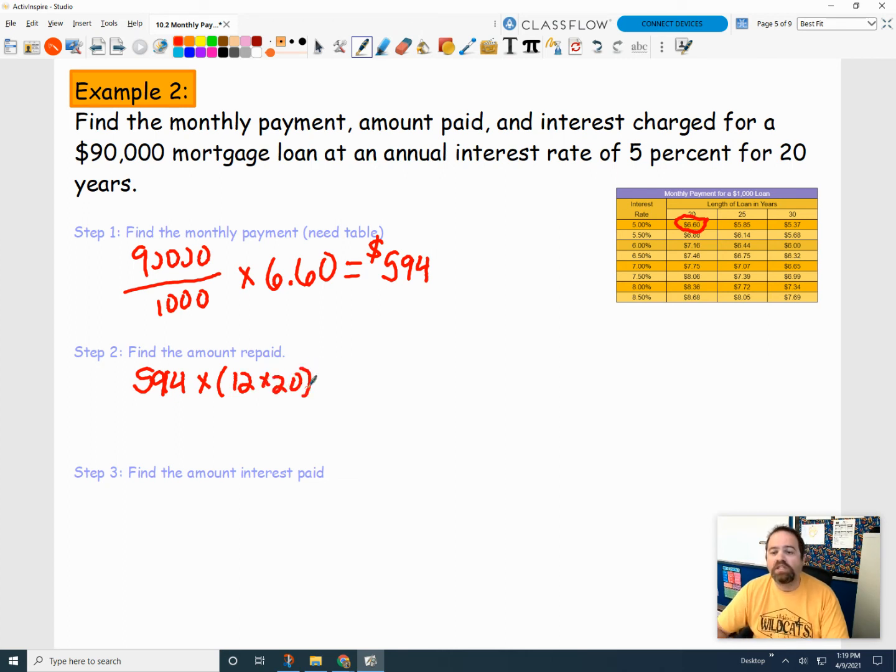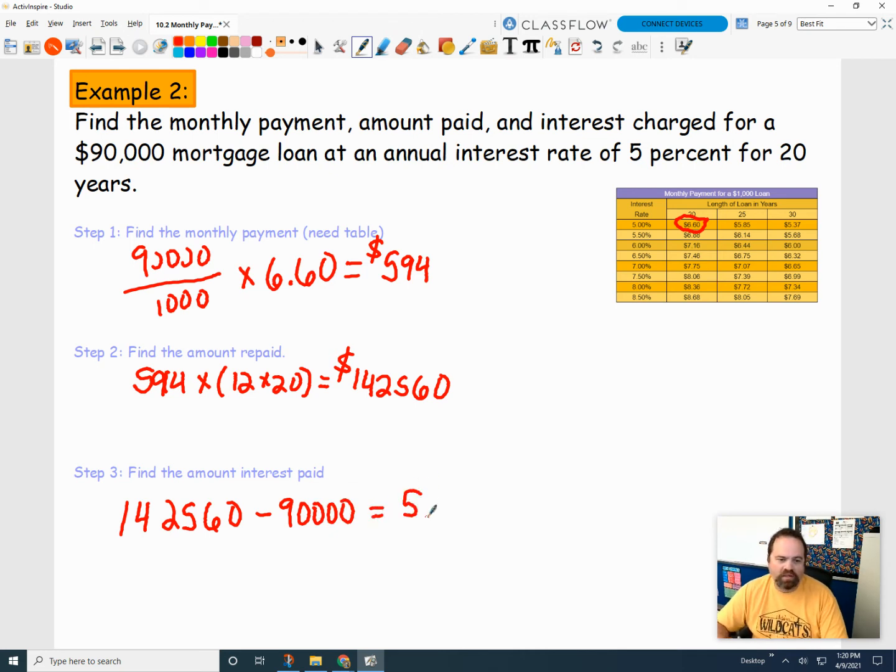Okay, so pay attention to the term. It's a different term, so you're not going to make as many payments. So $594 times 240, they're paying back $142,560. So they overpaid. I'm going to take what they paid back minus what they borrowed, $90,000. They paid back an extra $52,560.